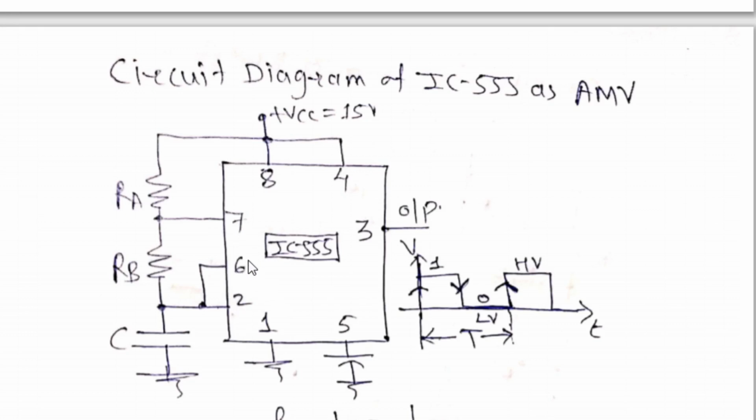Pin number 6 is the upper comparator's lower terminal, that is, the positive terminal of the upper comparator. And what is pin number 2? Pin number 2 is the lower comparator, meaning the second comparator's lower terminal, and the second comparator's lower terminal is nothing but the negative terminal. So these pin numbers 6 and 2 are short circuited to each other.